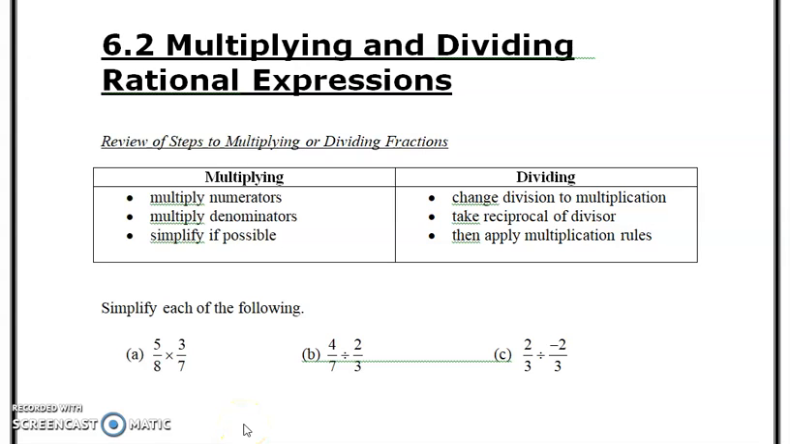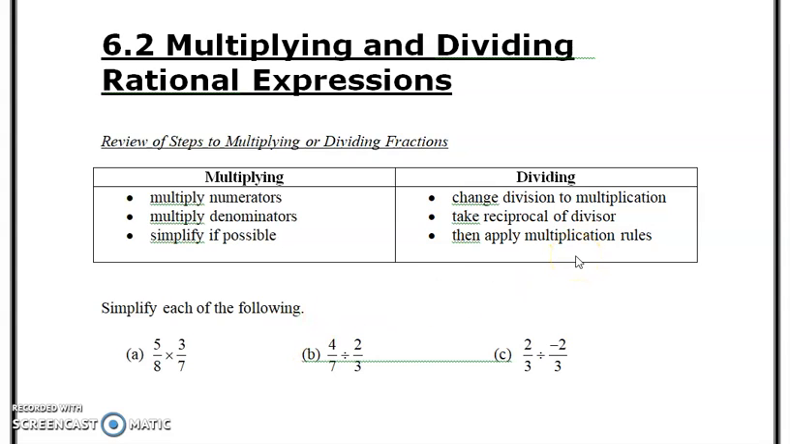Hello everyone, welcome back. We are now starting 6.2 multiplying and dividing radical expressions. So let's review some of the steps needed to multiply and divide. Multiplying is actually the easiest of the four operations when you're dealing with fractions. So when you're multiplying, you simply multiply the numerator, multiply the denominator, and then simplify if possible.